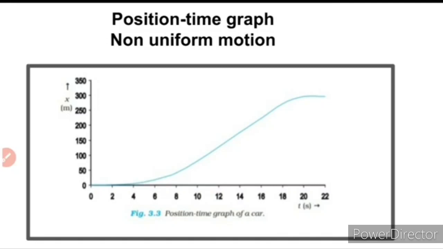So in both ways you should learn. That is, if somebody asks you the shape of the graph, you should be able to say. If the shape of the graph is given, you should be able to identify the type of motion also. Further graphs we will be studying in this chapter, so you should be thorough with each and every graph.